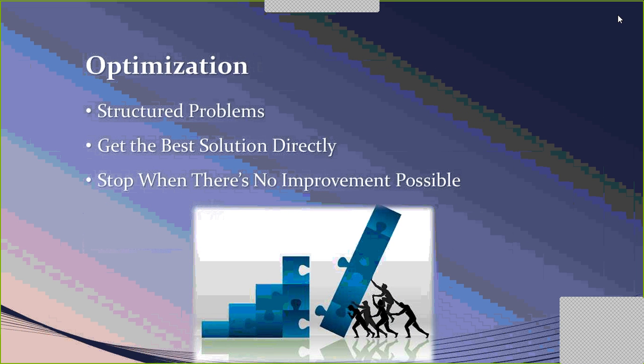Optimization is more geared toward structured problems, which are easy, most often mathematical problems. And the next part of optimization is you get the best solution directly, and it stops when there's no improvement possible.